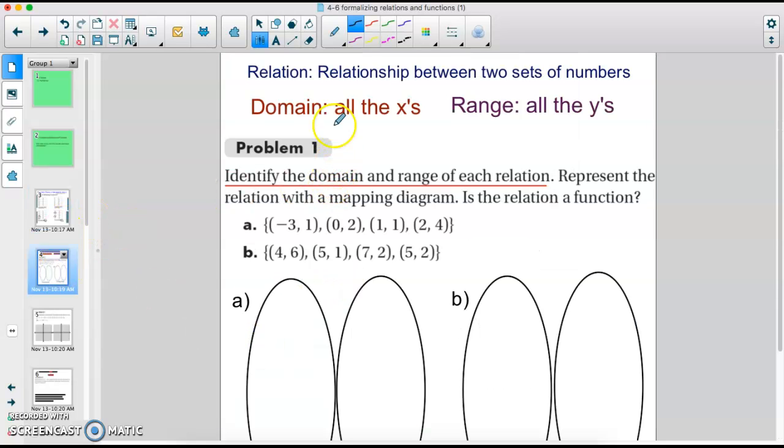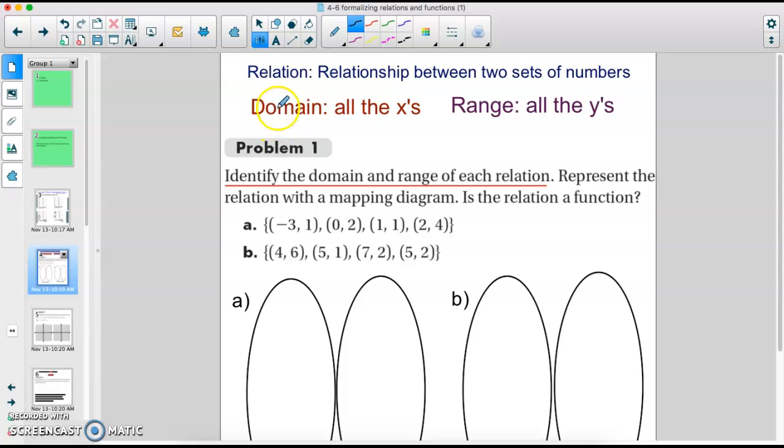All right, now, a relation is the relationship between two sets of numbers. And usually it's like a coordinate point, right? So you can look down here real quick: -3, 1, that's a relation. And kind of all equations are relations. So it's just a relationship between two sets of numbers, an input and an output, right? The x's and the y's.